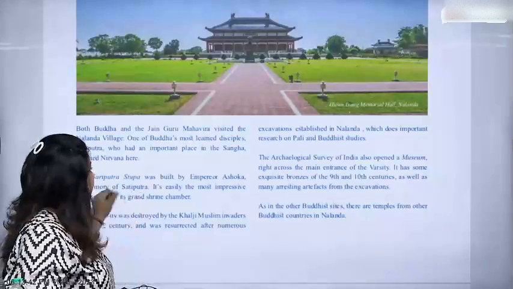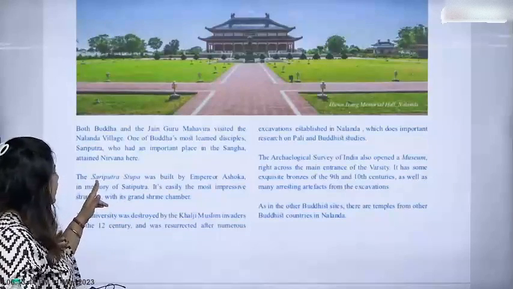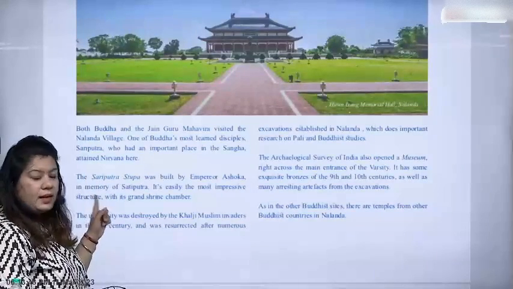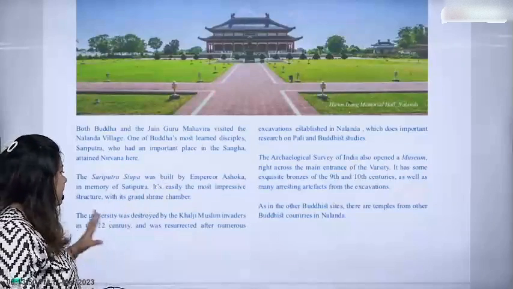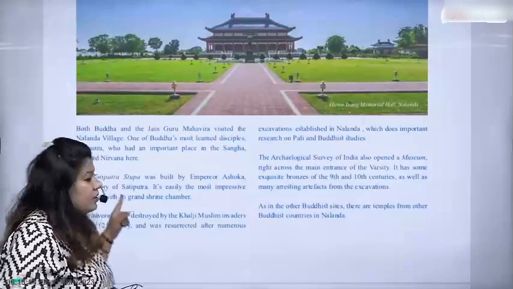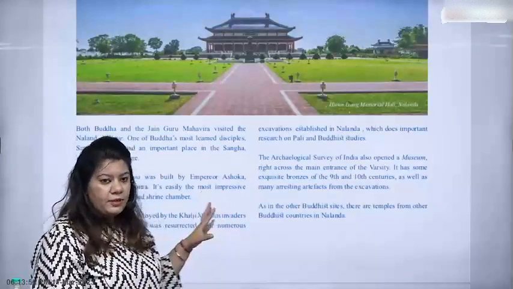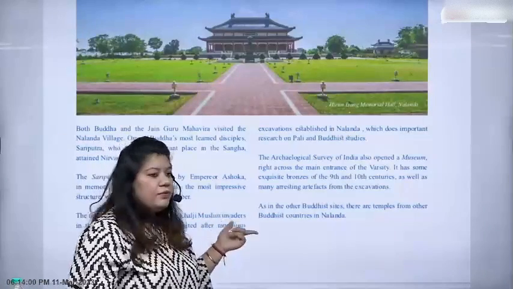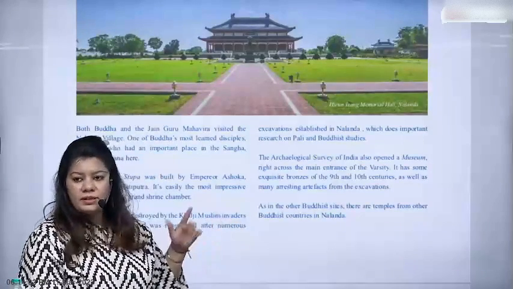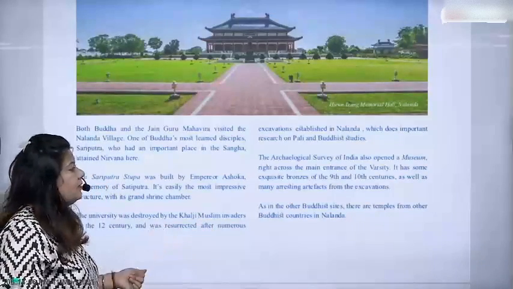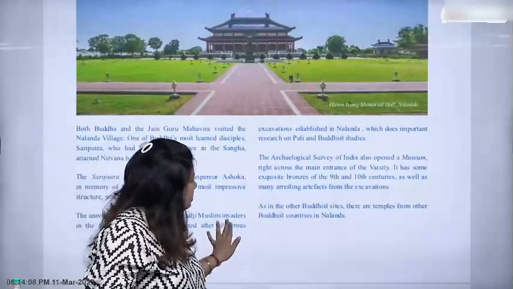monk, right? Then the Sariputra Stupa is in Nalanda University. It was built by Emperor Ashoka. Now, this university of Nalanda was destroyed by Khalji Muslim invaders. They can give you the option that Mughal rulers attacked there. So it was attacked by Khalji Muslim invaders. Okay?